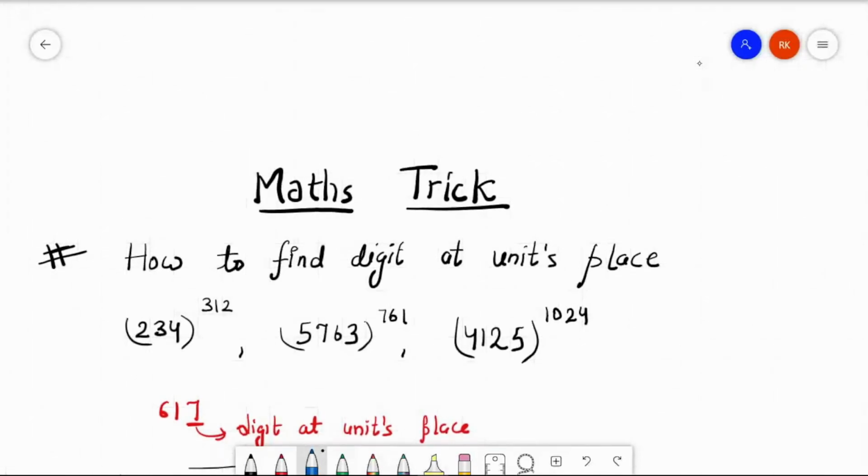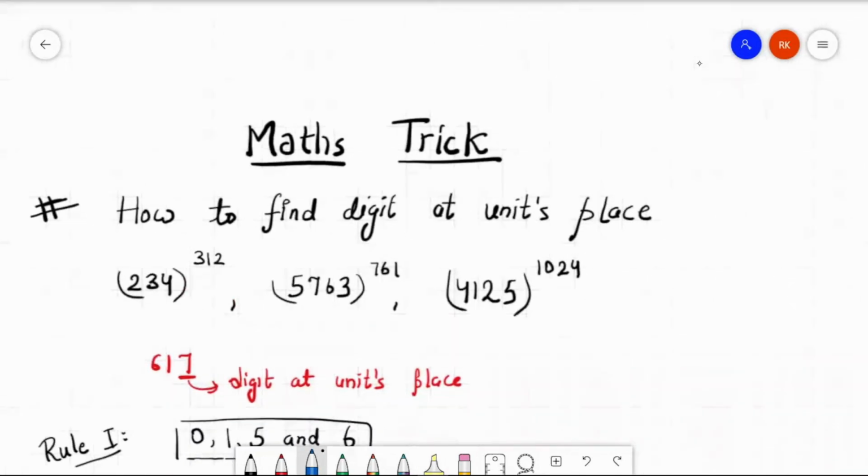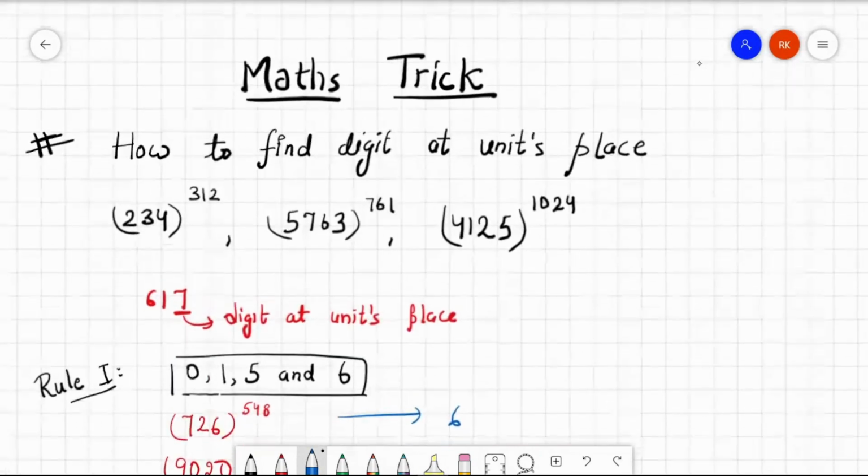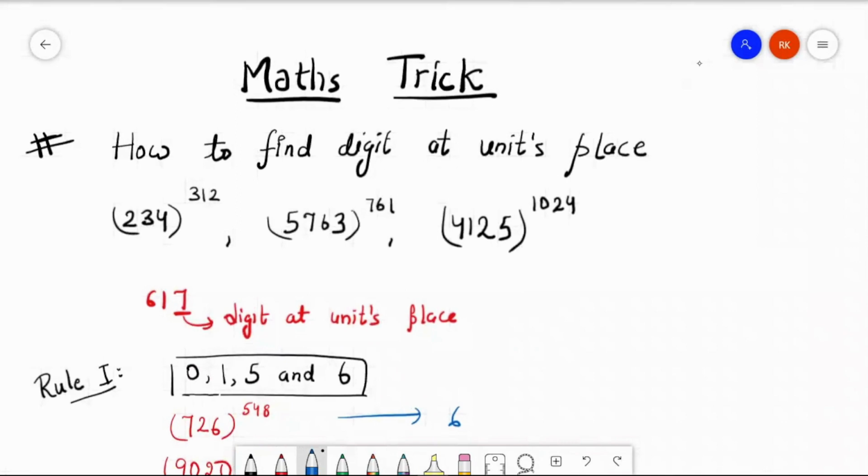Like if you have a number 617, then this 7 is the digit at units place, 1 is the tens place digit and 6 is the hundreds place digit. As you know, we can have 0 to 9 at the units place. So I have divided this trick into 4 different rules. Rule 1 is for 0, 1, 5 and 6.